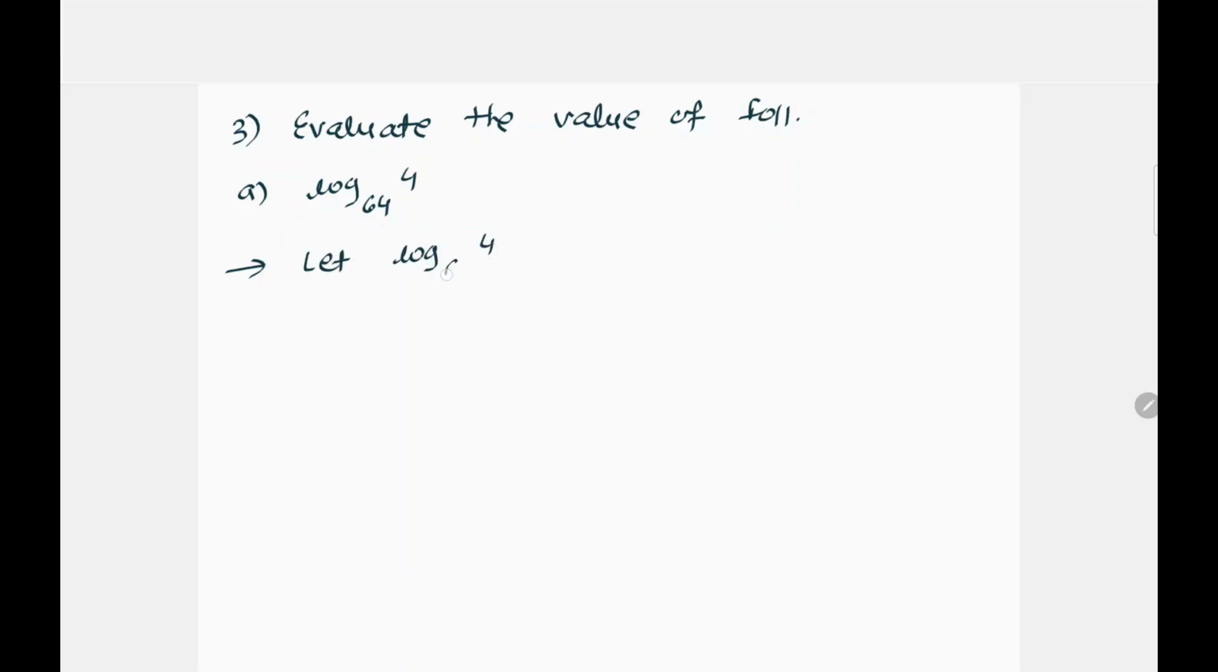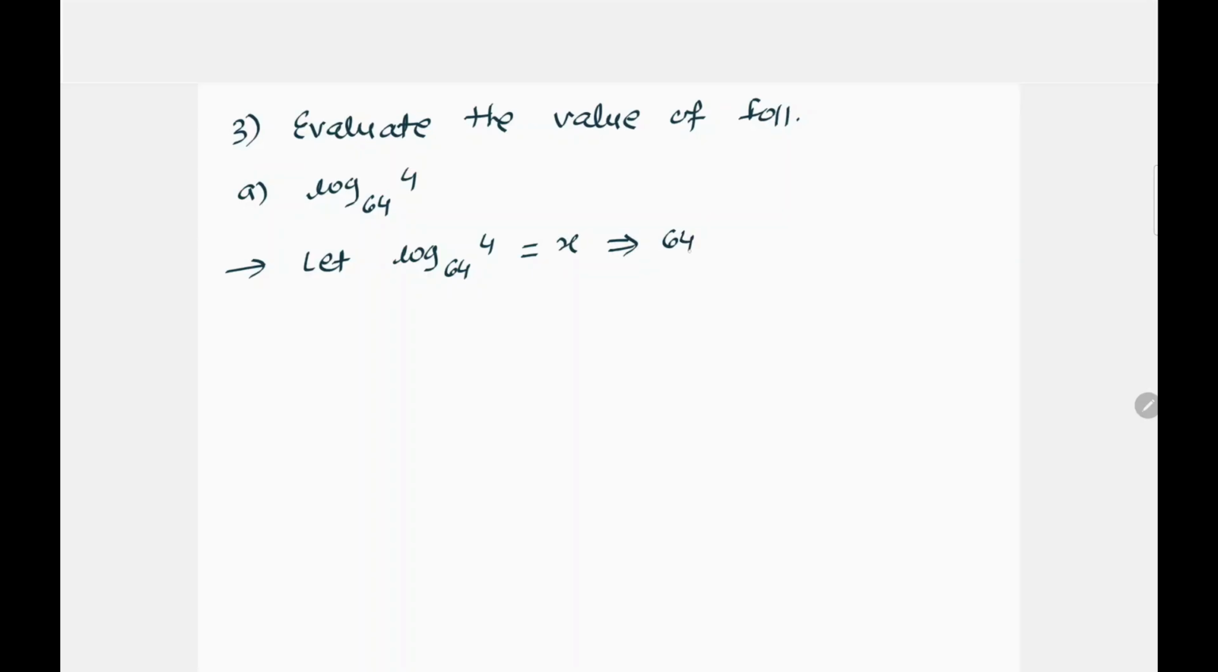Now, next example, third, evaluate the value of the following. It means here we are going to find the value of x. First example, log 4 to the base 64. So let log 4 to the base 64 is equal to x.